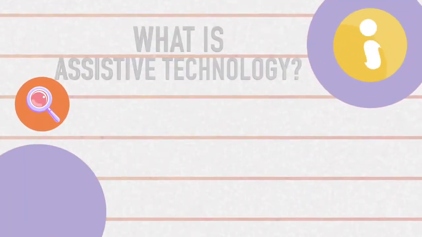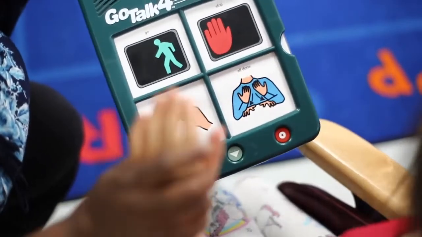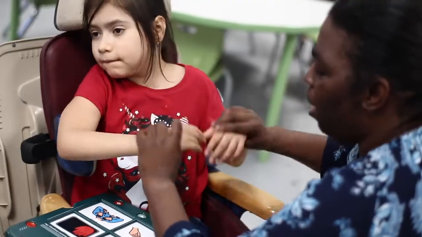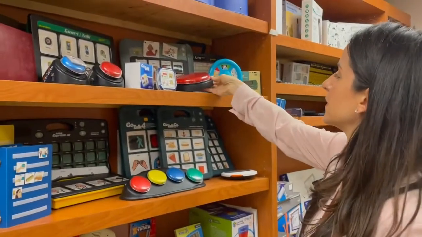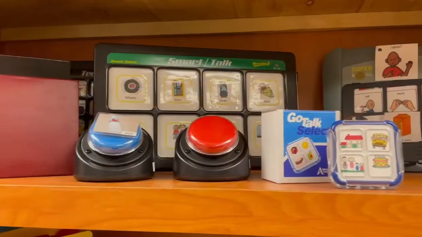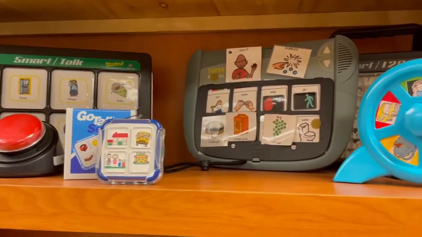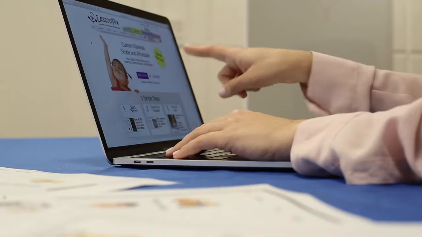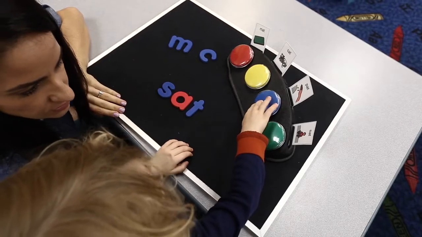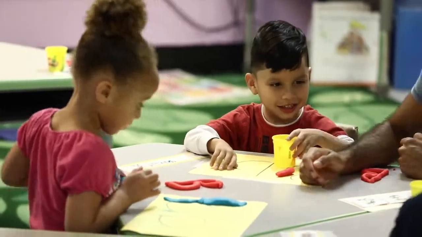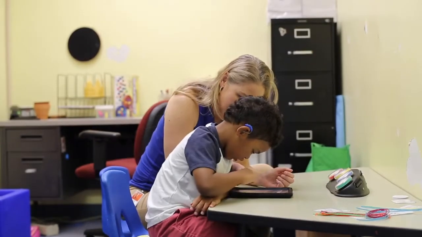In this video, we will talk about what assistive technology is, who can benefit from its use, the different types of AT, and how you can get access to these tools. Assistive technology, or AT, is any item, piece of equipment, software, or product system that is used to increase, maintain, or improve the functional capabilities of a person with a disability, regardless of age or need.